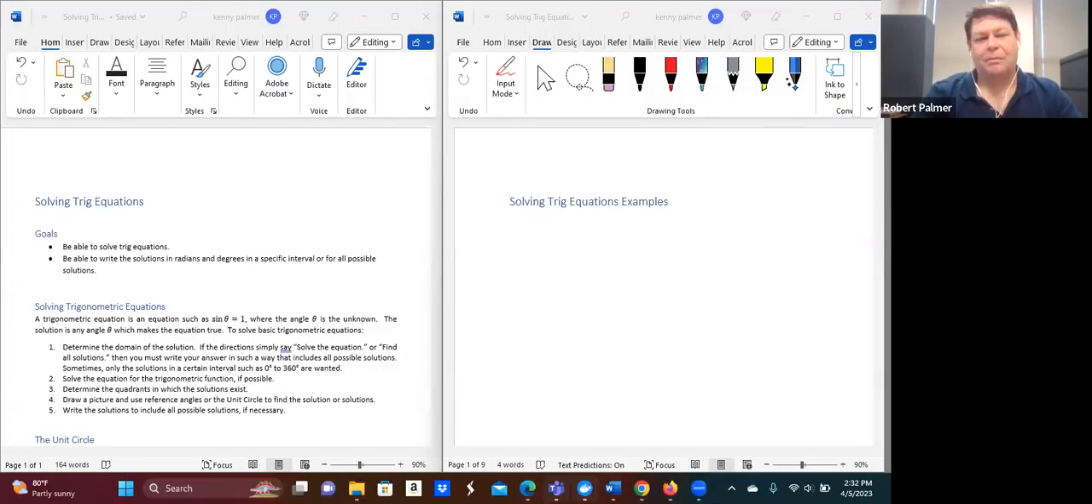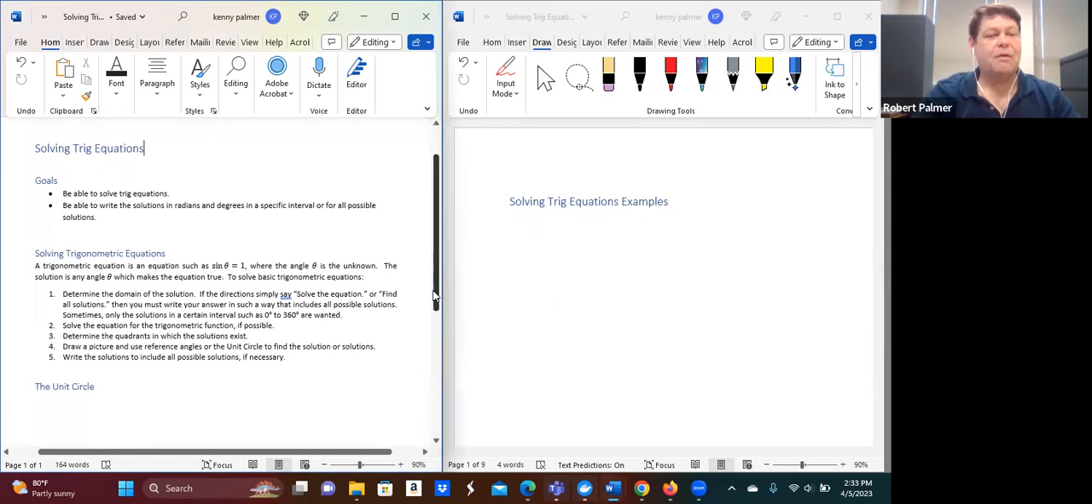Hello everyone, welcome back. So today we'll learn how to solve trig equations. So our goal is to do that. Then also what can be different about these, and not only be able to solve it, make sure we can write the solution correctly depending on what interval or what range we need the solution in, whether it's just in radians or degrees. And also if we're talking about within essentially one trip around the circle or maybe all possible solutions. So we'll see that.